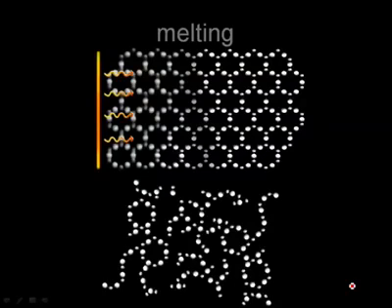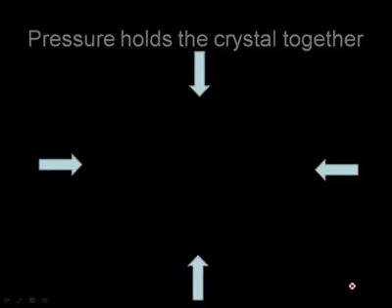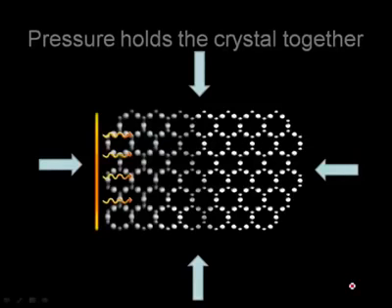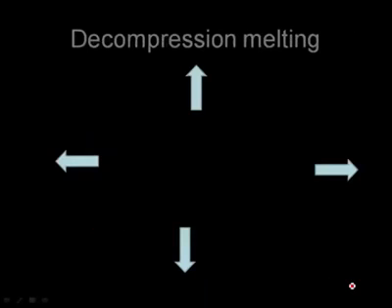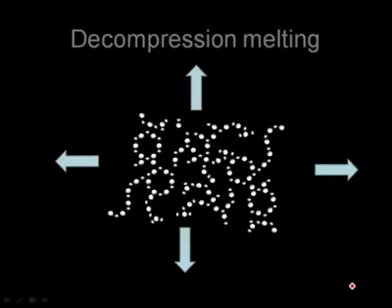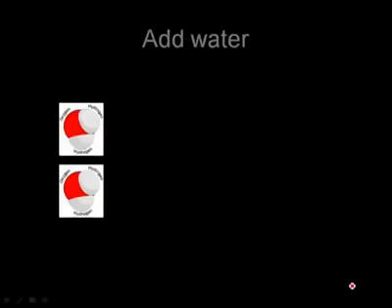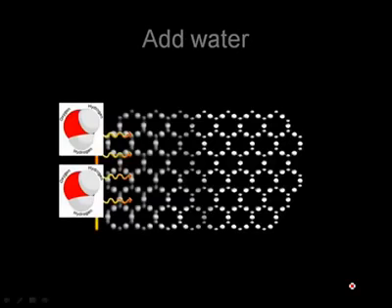So how do you melt something? Well, the easiest way to melt something is to simply increase the heat. However, there are other ways to melt. After all, pressure holds a crystal together. If you decompress it, the crystal is capable of melting, if in fact it's warm enough to do so. There's a third way. Simply add water. Adding water decreases the temperature at which a crystal will melt.